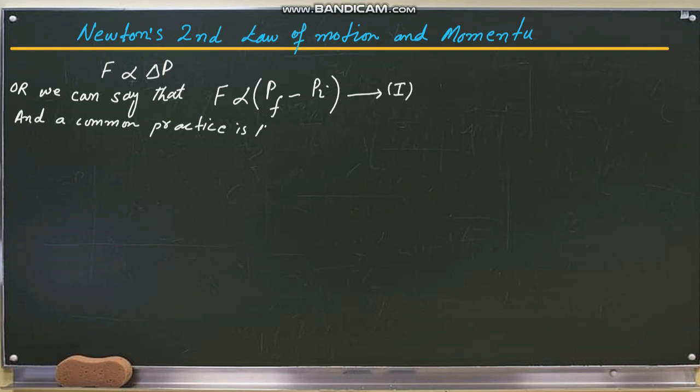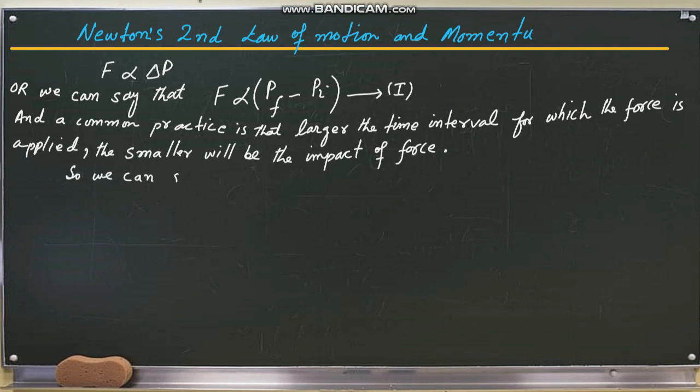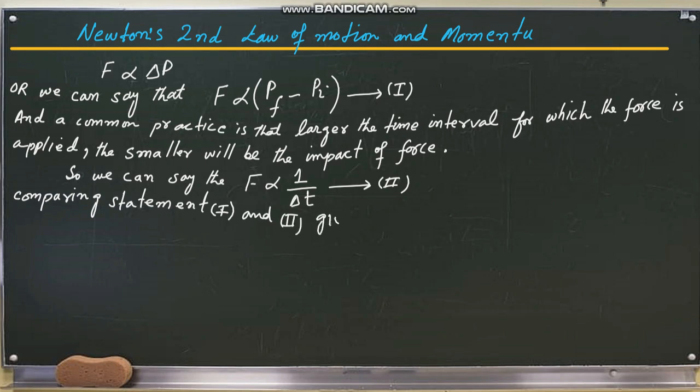And a common practice is that the larger the time interval for which the force is applied, the smaller will be the impact of force. So we can say that force applied on an object is inversely proportional to the time interval. Let us suppose this is our statement 2. Comparing statements 1 and 2 gives us F is proportional to (Pf minus Pi) over delta t.